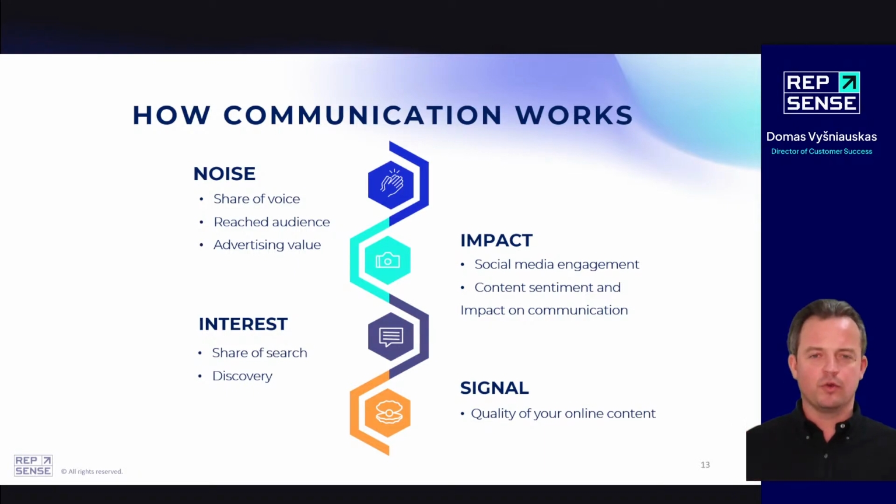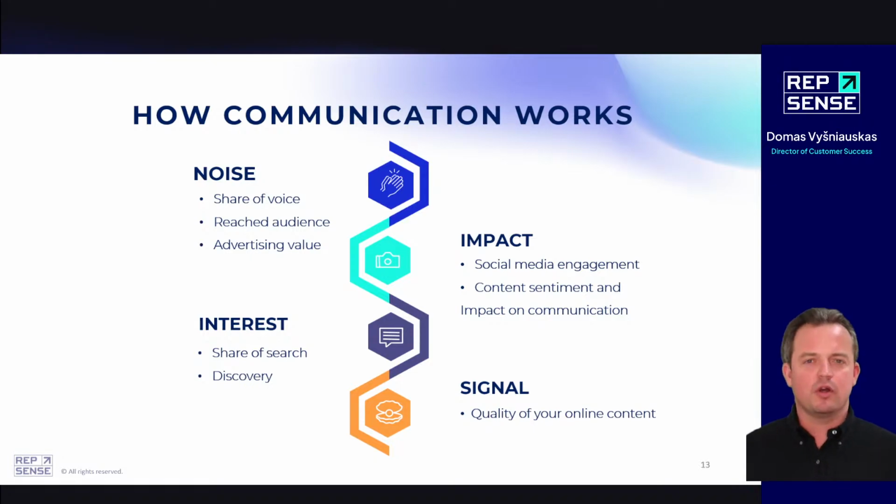But it's not only about the noise. We want to create some impact. And with impact, we want to get social media engagement. We want people talking about this, and some of them will be talking with a negative sentiment, maybe someone with a positive one.